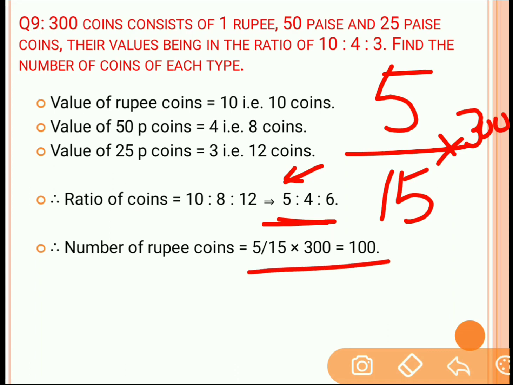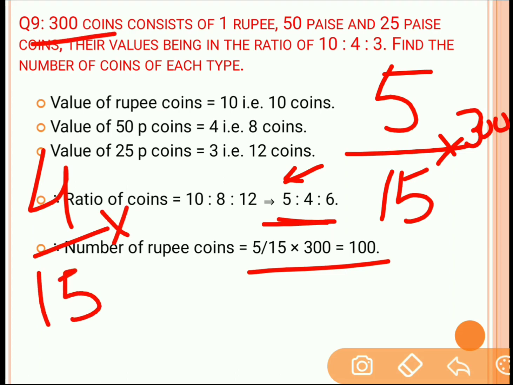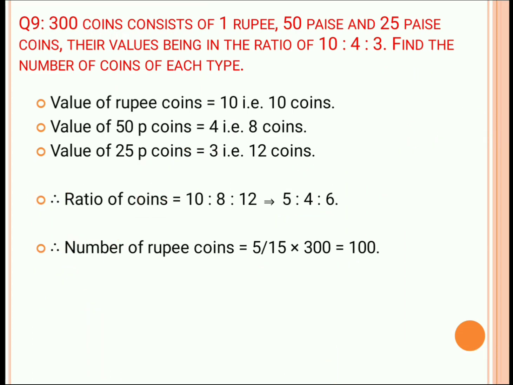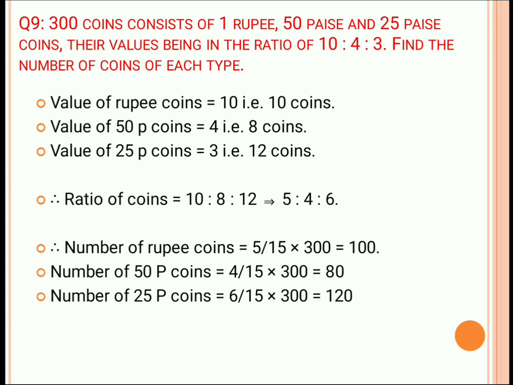Same way we can find out the total number of 50 paisa and 25 paisa coins, which is nothing but 4 divided by the summation of all the three numbers, that is 15, multiplied by total coins, which is 300. So from here we can find out the number of 50 paisa coins, which is equal to 80. Same way for 25 paisa coins, the weightage is 6 upon 15 into 300, which is equal to 120. So this is the one way.